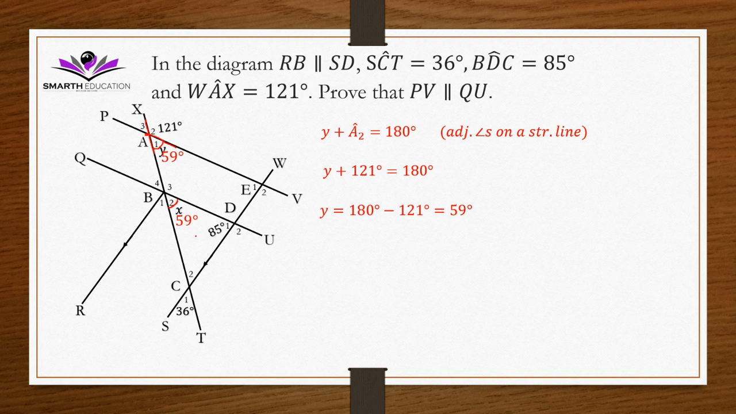Maybe we could have used B4 here. B4 and x are vertically opposite angles, so it's 59. Again, you can say alternate angles are equal. But it was enough to find that the corresponding angles are equal, so we can conclude and say PV is parallel to QU because corresponding angles are equal. So that's what we're supposed to do there.